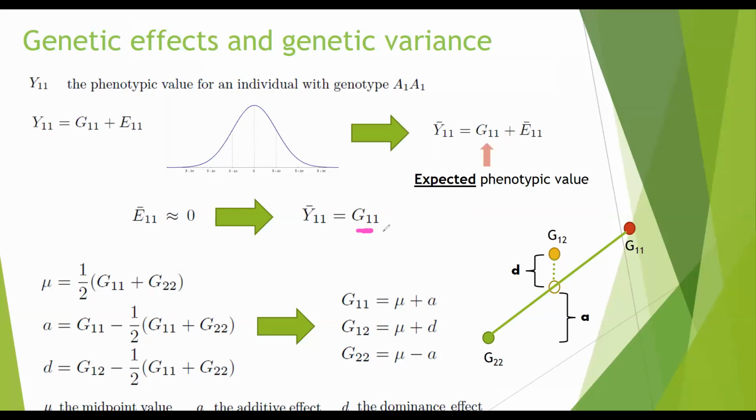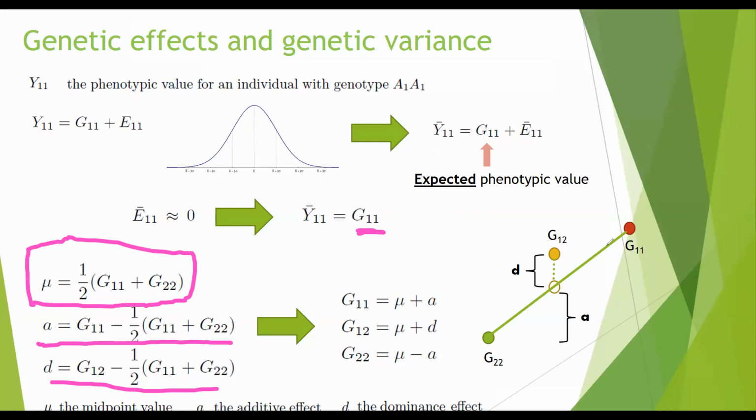Okay, then based on this expected phenotypic value, we can easily define the midpoint, additive effects, and the dominance effects. So we use this diagram to help us understand this. All right, so this is the phenotypic value for A1. Okay, and this is for the A2, right? And this is, of course, the heterozygous.